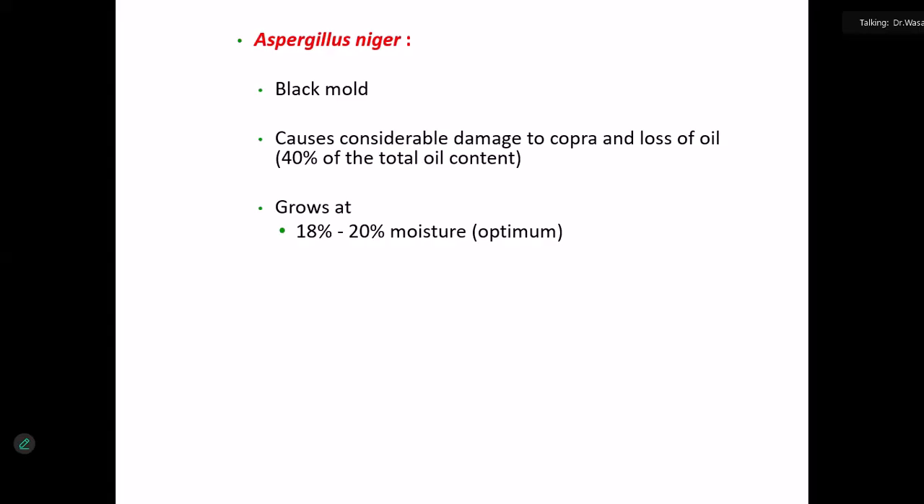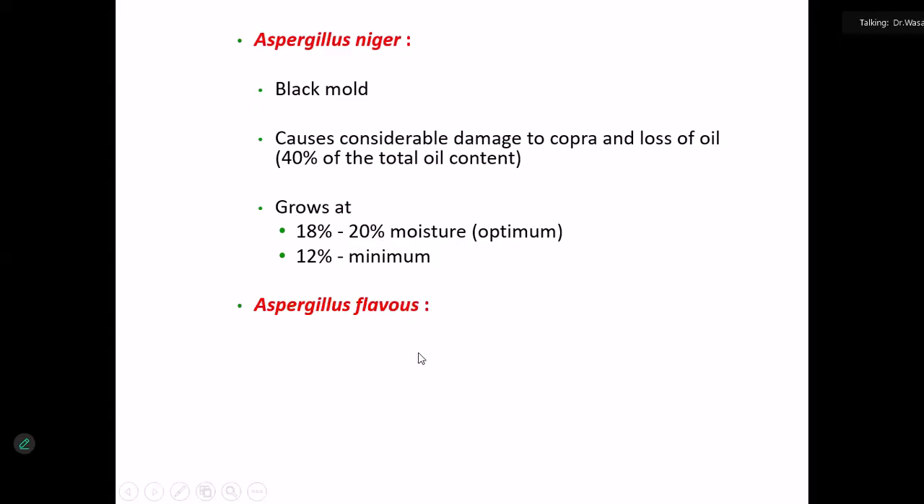What I mentioned earlier: what should be the moisture in processed copra? Copra moisture 6%. But here what happened? You have not dried it properly. 18 to 20% moisture is there. That is why fungi may grow. Even at 12% it can grow.